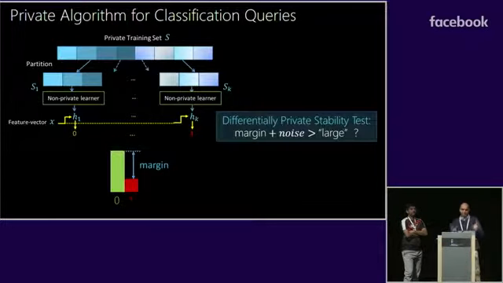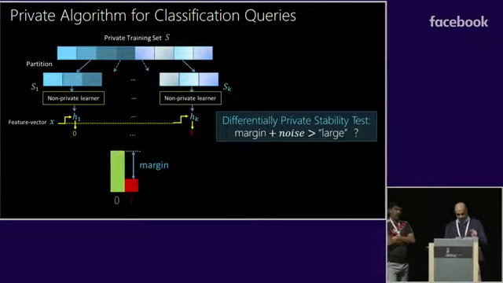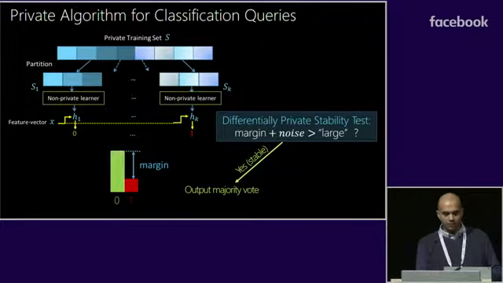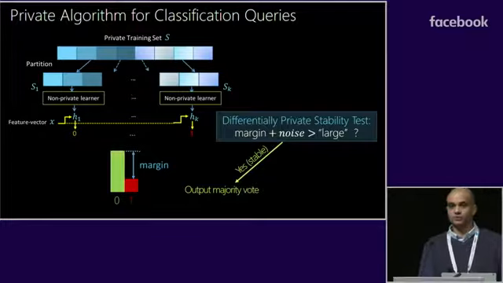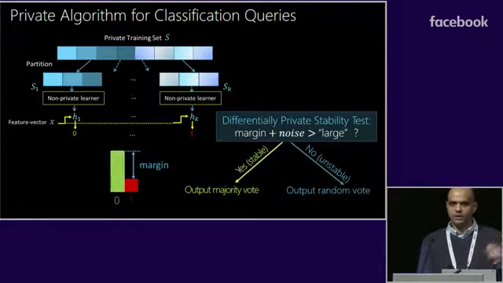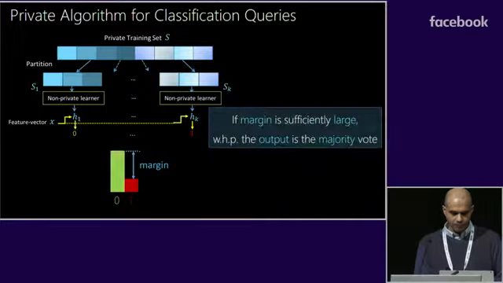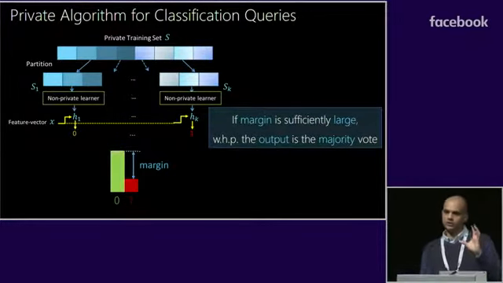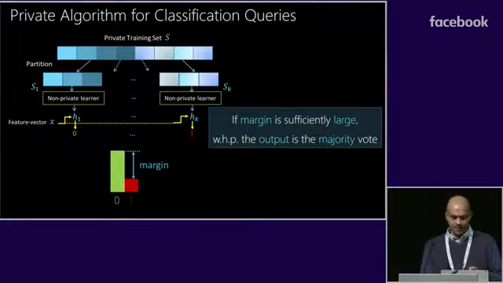Instead, we test for stability in a differentially private manner. So we add some amount of noise to this margin, and then we test whether the noisy margin is large enough. If the answer is yes, which means that this prediction or this query is stable, then we safely output the majority vote. But if no, we output a random label. Now, from the properties of the noise, we can show that if the actual value of the margin is sufficiently large, then with high probability, the output of the algorithm for that query is going to be the majority vote.